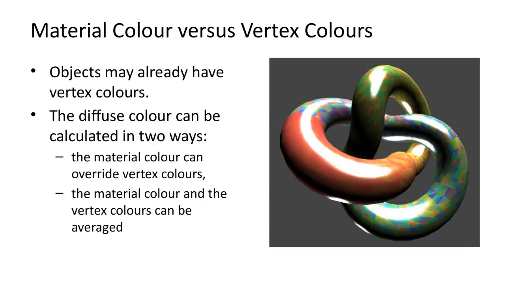The objects in the model can also have vertex colors that differ from the material colors. In this case, there are 2 approaches to calculating the final diffuse color of the material. Either the material color can override the vertex colors, in which case all vertices will get the same color. Or the material color and the vertex colors can be averaged, in which case each vertex will have a color that is the average of the material color and the vertex color. In the example image, the material diffuse color is white, and the vertices all have different colors.